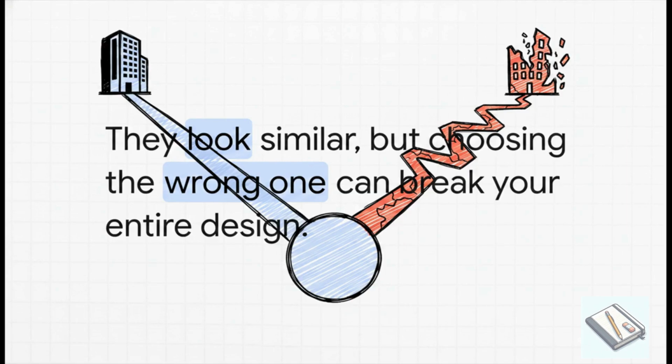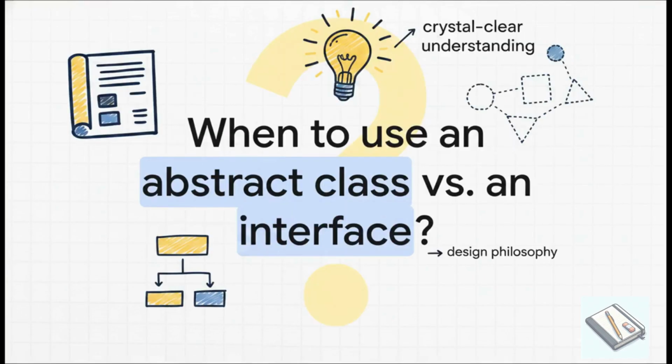And picking the wrong one, it's not just bad style. It can literally break your design and lead to a world of pain down the road. So that's the big question, isn't it? When do you reach for an abstract class, and when is an interface the right tool for the job? Well, that's exactly what we're going to clear up. By the end of this, you'll know precisely which one to choose, and more importantly, why.